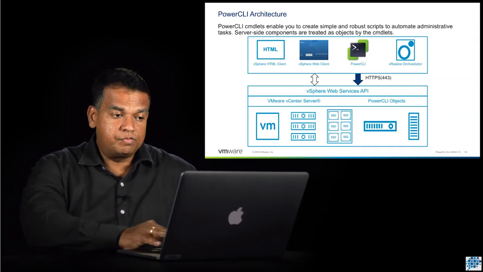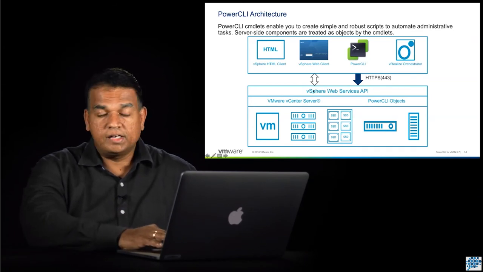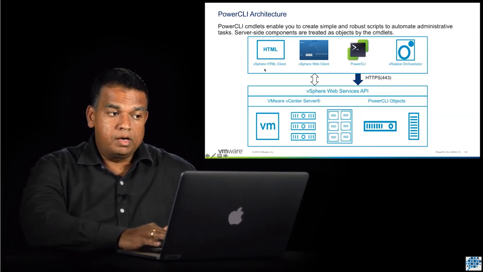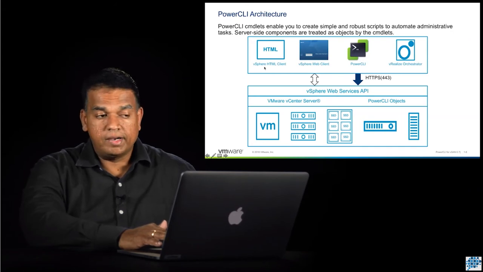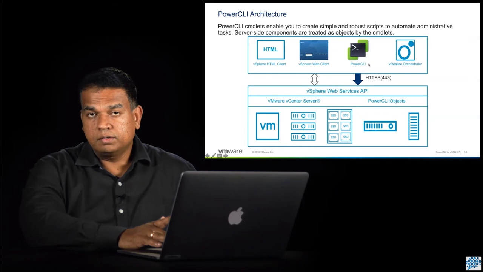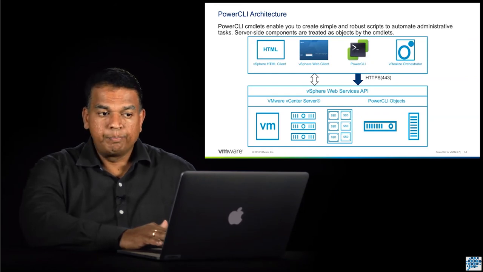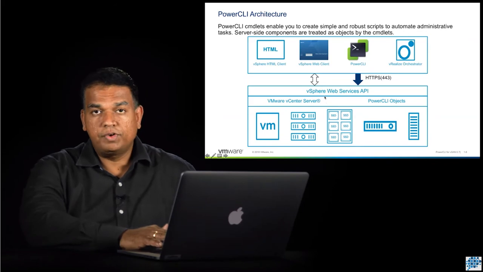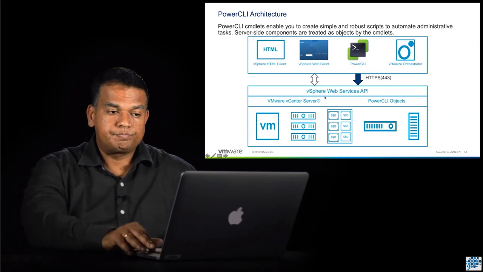As you can see in the figure here, all the connections are done through the vSphere Web Services API, and it doesn't matter whether you are connected using the vSphere HTML client or the web client, or PowerCLI, or other automation tools like vRealize Orchestrator. All of them connect using the vSphere Web Services API.